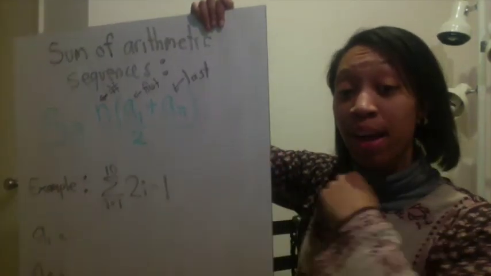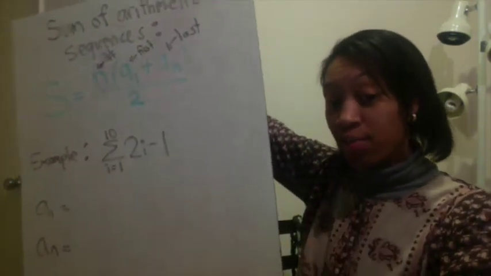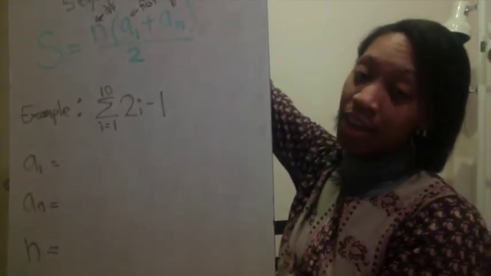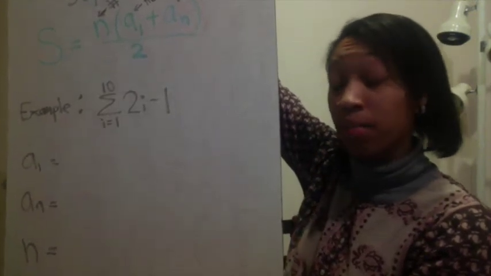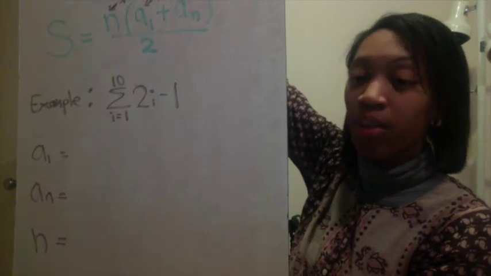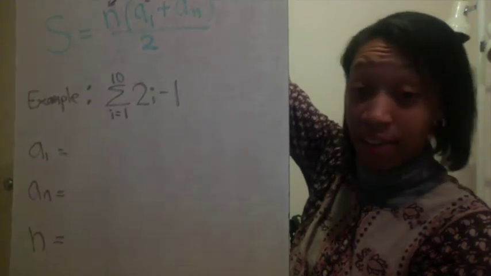What we need to figure out is, we need to see if we can find what a1 is, what an is, and what n is. Because if we can find those 3 things, then we can plug into the formula and be done. So how can we find a1 and an? Well, to do that, we just need to plug in to the formula.